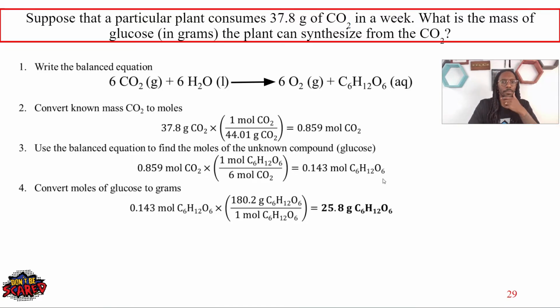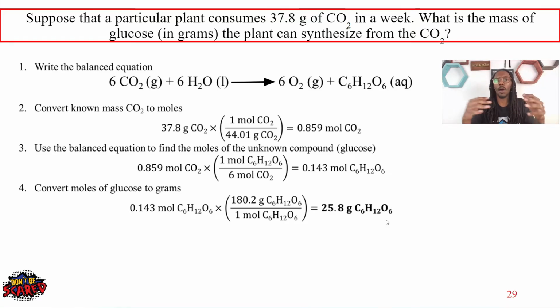All right. So now I've got the moles of my sugar over here. And then I need to convert my moles to grams. Now, how are we going to do that? Well, we know how to do this because it's molar mass. So the molar mass of C6H12O6 is 180 grams per every 1 mole. We multiply those together, and then it gives me 25.8 grams of C6H12O6.